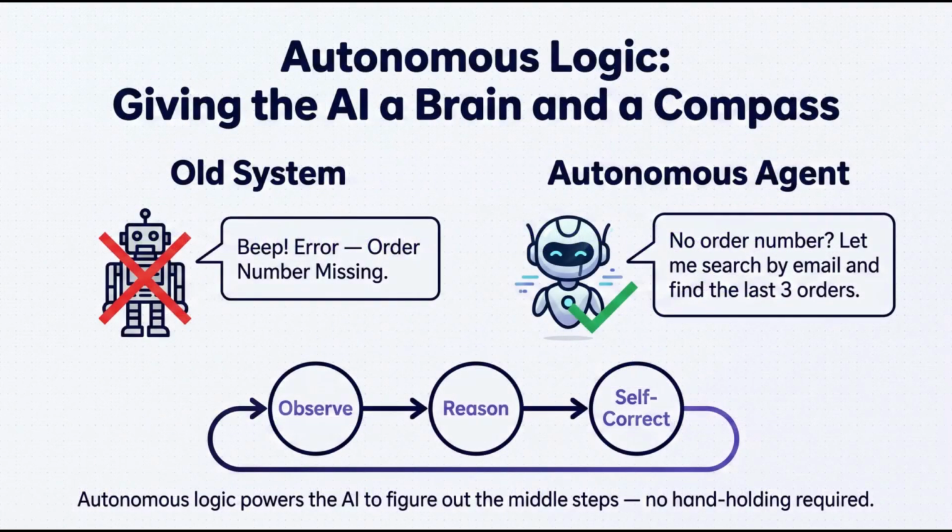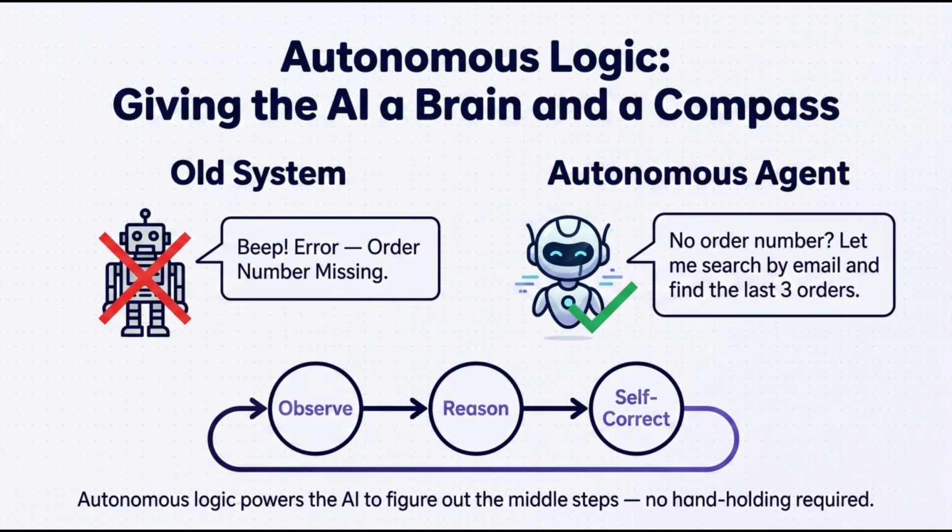This brings us to autonomous logic. The formal definition describes autonomous logic as the ability of a system to perform tasks and make decisions without continuous human intervention by utilizing self-correcting algorithms and feedback loops. To speak naturally, it is giving the AI a brain and a compass.